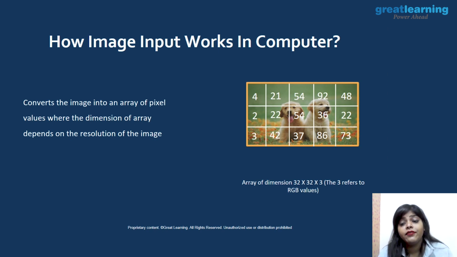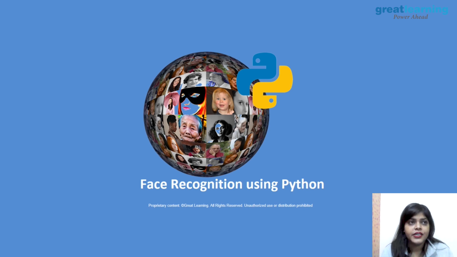The 3 basically refers to the RGB value, the red, green, and blue concepts we have. For that we have this times 3 if you have a colored picture. We just saw how a computer can see an image, and also we will see what OpenCV is, and let's try to understand what Python is. So let's go to the demo and try to understand how face recognition using Python works.